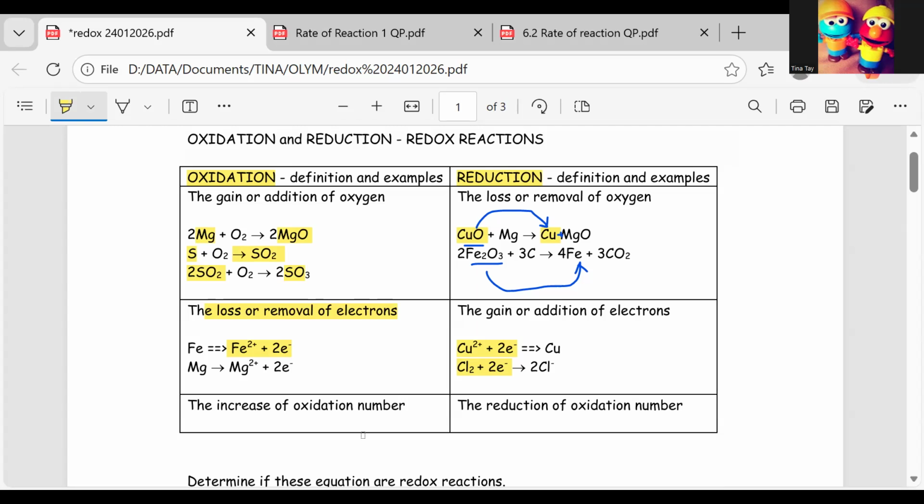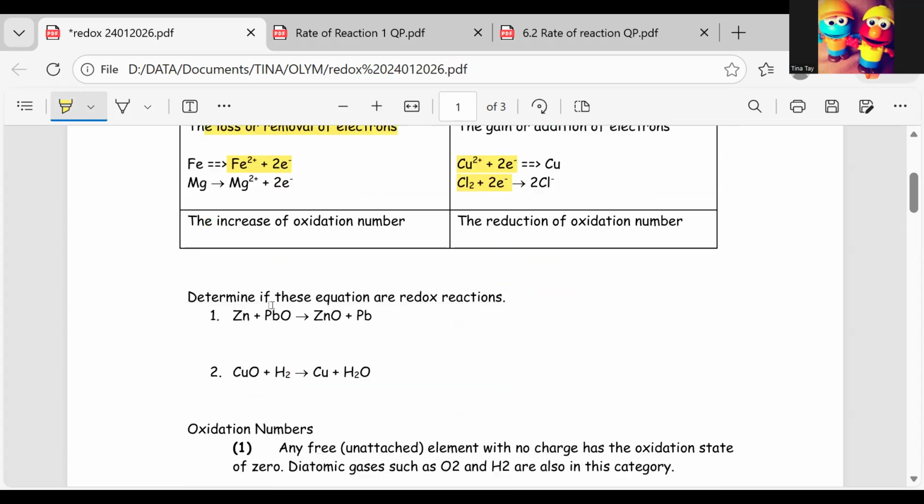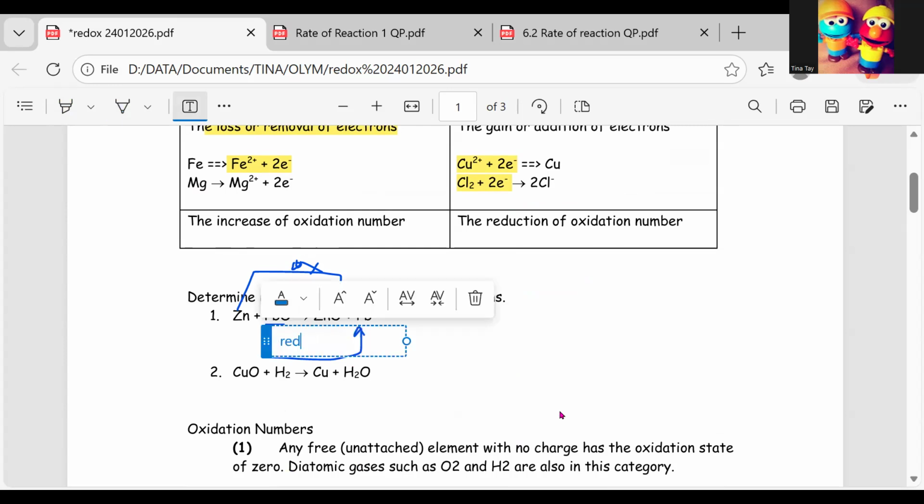We're going to learn oxidation number later. If the oxidation number goes up, it's oxidation. If the oxidation number goes down, it's reduction. Okay. So is this redox? Redox is when both happen at the same time. So this is redox. Why? Zinc is oxidized to zinc oxide. Usually this is how we write: we write oxidation on top of the one that's oxidized. And then lead oxide is reduced to lead. So yes, this is redox.